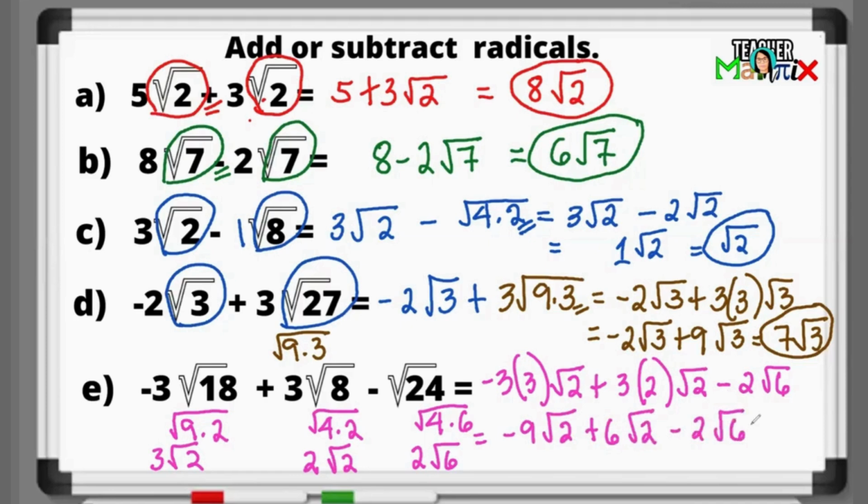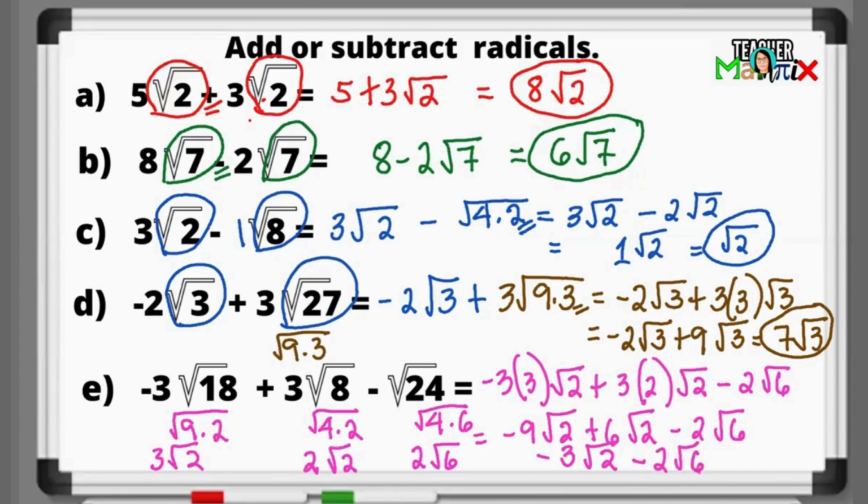So the only radicands that are the same in here are the first and the second. Since they have the same radicands, just simplify. Negative 9 plus 6, which is negative 3 square root of 2. Then you cannot combine this square root of 6 with square root of 2. They are very different. All you have to do is just copy it.